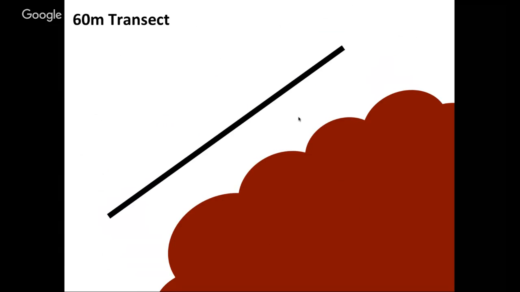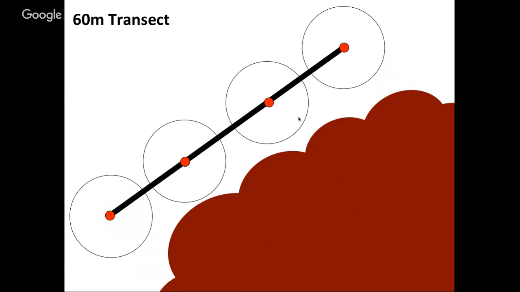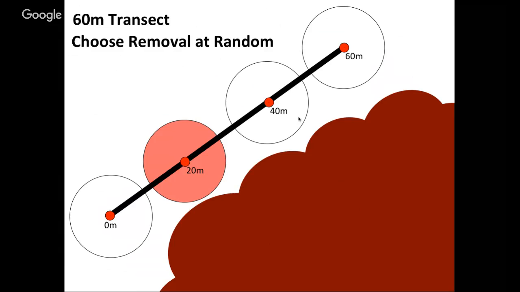So again, for this community removal experiment, the idea is to place out a 60-meter transect. And along that transect, you can locate a number of plots. So actually it's 0, 20, 40, and 60 meters on that transect. Go through, sample all of the plots, and then choose one at random and remove all of the kelp in an 8-meter radius around it. That's the experiment. It's simple in terms of its design. It is, of course, a little bit harder in execution.